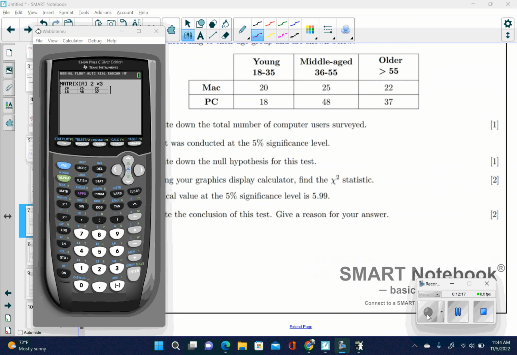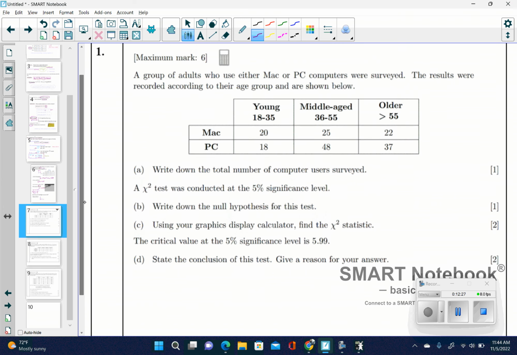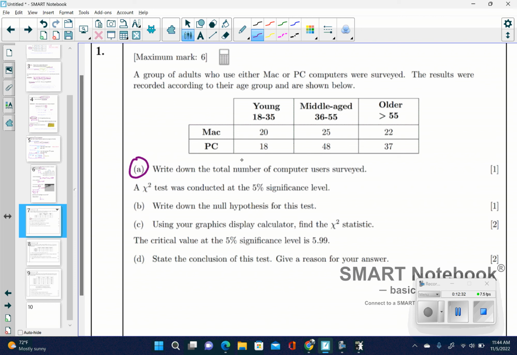All right, so hopefully you went ahead and plugged this into the calculator. So for this first question right here, let's go ahead and look at this. It says for part A, write down the total number of computer users surveyed. So you're going to just extend these lines right here, and we're going to total everything, right? So 20 plus 18, that gives us 38. This is 73. This is 59, right? So we're adding these right here.